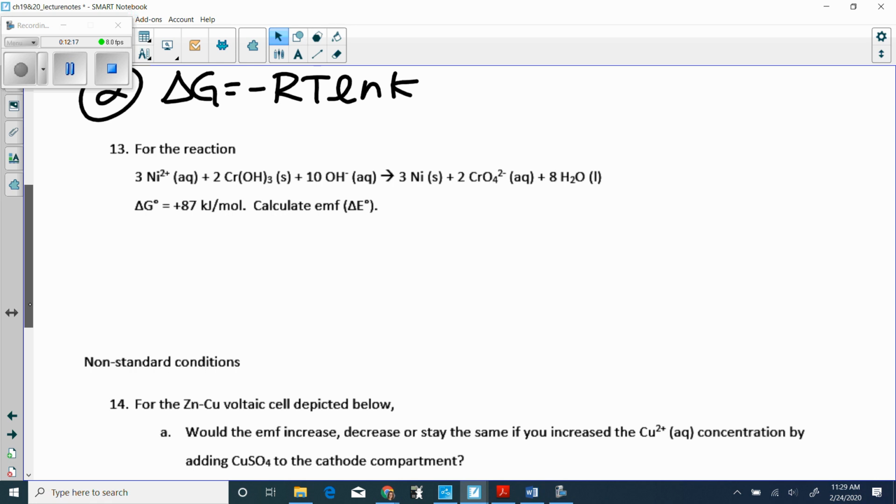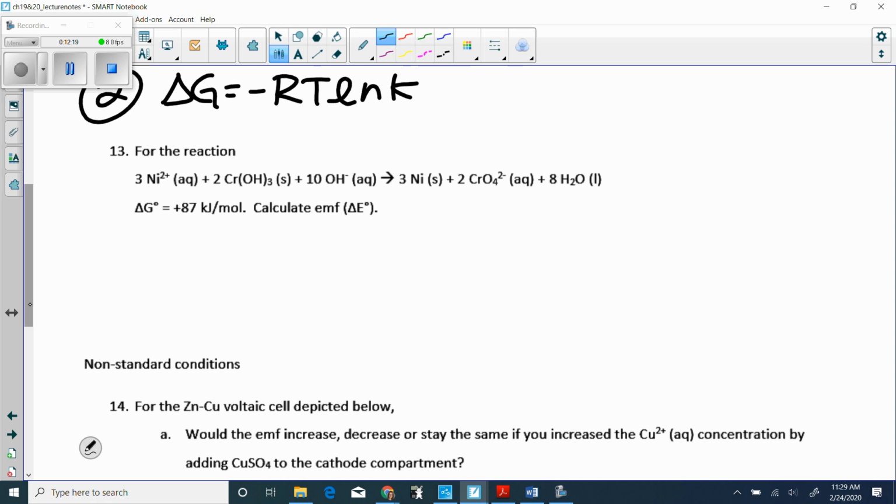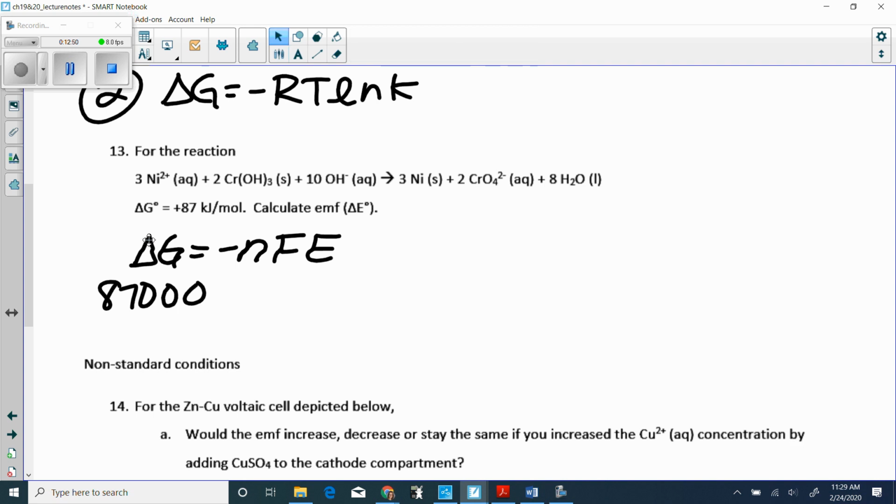What you're doing this time is you are given delta G and you need to calculate E. So the only delta G equation I can use is ΔG = -nFE. But this time I have that 87,000 because I need to be in joules. You have to figure out what the invisible electrons were. Now this one is a little bit trickier. It's not as obvious. What do you think the invisible electrons were? We're solving for E this time.